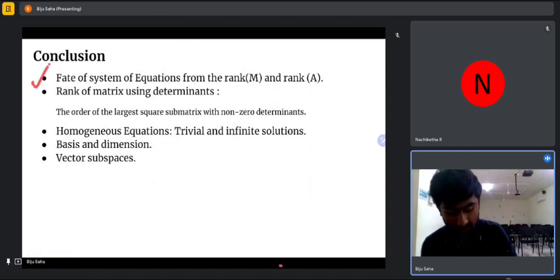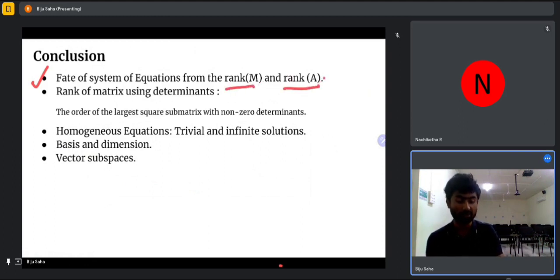So this was the conclusion from the first part: how to determine the fate of a system of equations, whether it is inconsistent, consistent, or has a unique solution or infinite solutions. We can know from the rank of the coefficient matrix and the rank of the augmented matrix, and the rank of a matrix can also be known from the determinant. The order of the largest square submatrix with non-zero determinant gives us the rank of the matrix.